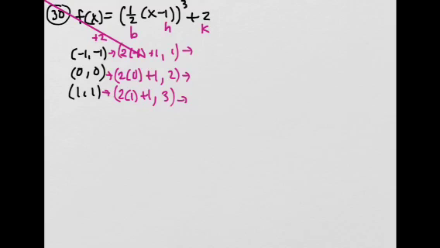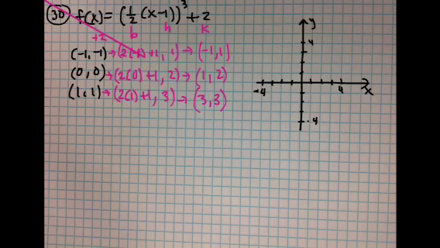So 2 times -1 is -2, plus 1 is -1. 2 times 0 is 0, plus 1 is 1, and then the 2 comes down. 2 times 1 is 2, 2 plus 1 is 3. So these are the points we're going to graph. So we plot the points -1, 1, 1, 2, that's the inflection point, and then 3, 3. So you see here the horizontal stretch. So it went out like this.